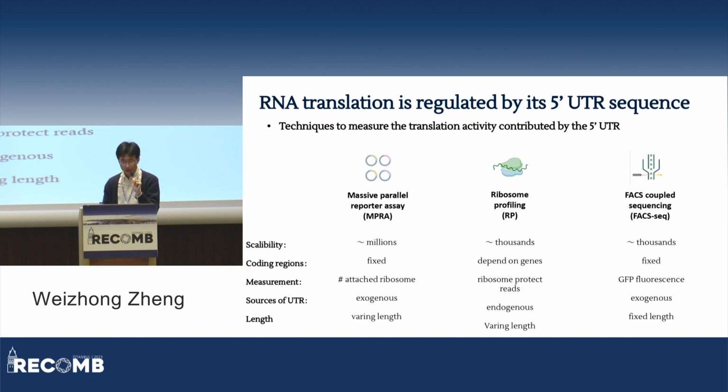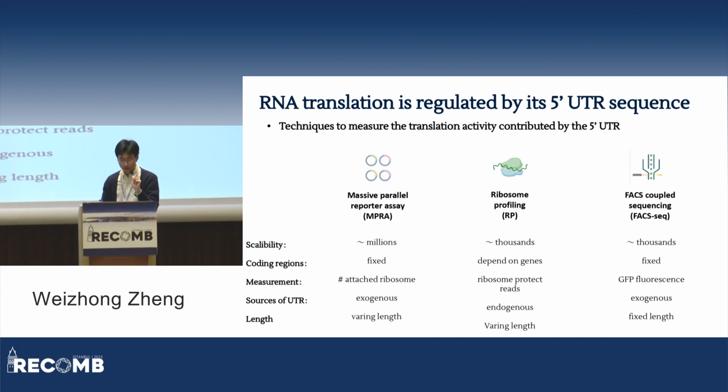So massively parallel reporter assay has the biggest scalability. It can measure up to millions of sequences at the same time, and also has a fixed coding region, usually GFP, which makes it very clean. However, it can only measure some exogenous sequence. So what I mean by that is that you can only measure a UTR that was transfected later into the cell, but not original in the cells. And it can also capture the influence of different lengths of 5' UTR.